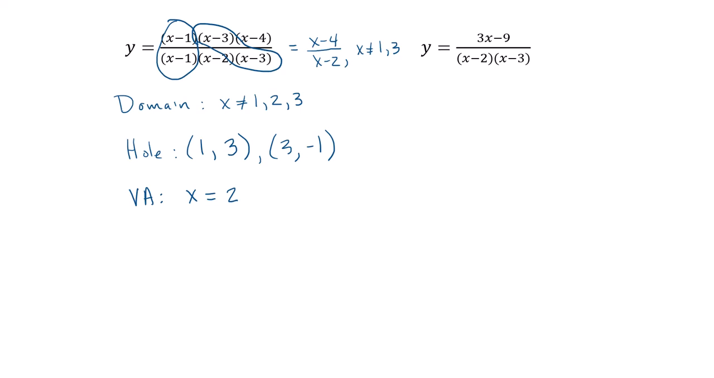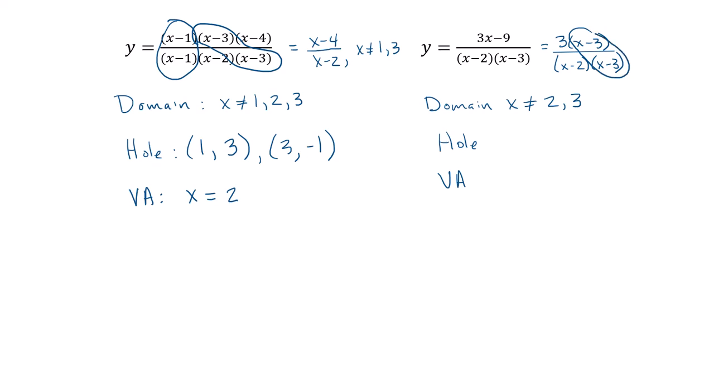This last one, we have to do a little bit of work. It's not quite factored for us. I'm going to factor out the 3 on the top, and then I have fully factored form. I can see my domain. It's going to be all real numbers except for 2 and 3. What do I have in the way of holes and vertical asymptotes? Well, here I have a removable discontinuity. So I do have a hole when x is 3.